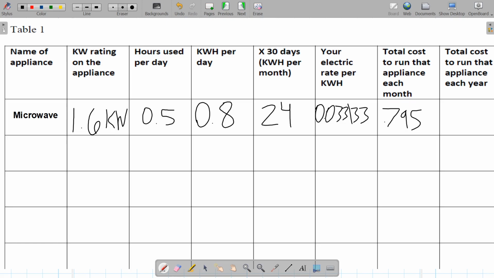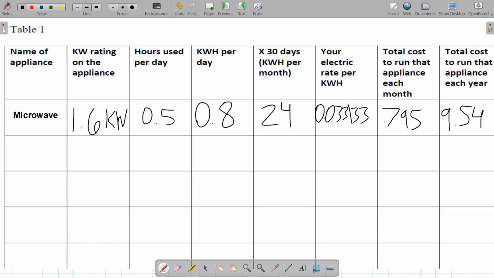How about if I want to know the total cost per year? Well, we know there are 12 months in a year. So all I need to do is just take this number right here and multiply by 12 in order to get this number right here. So 0.795 times 12 gives me around $9.54 to run my microwave every year, assuming I'm running the microwave on average about 30 minutes per day.